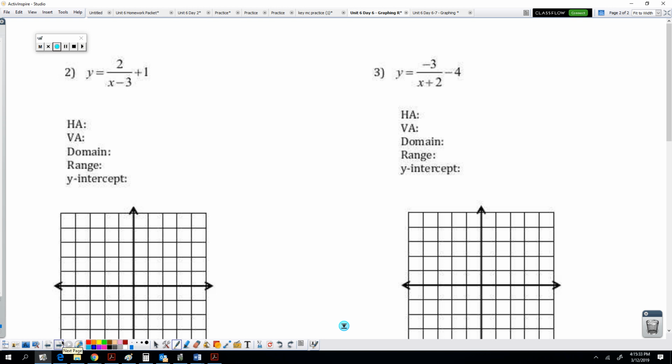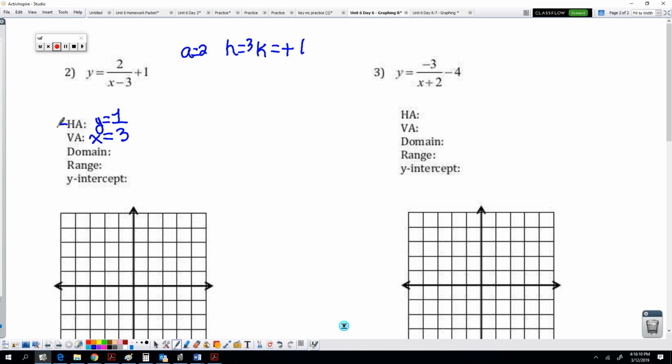Okay. Number 2. So we're going to do the same thing. We're going to figure out what my A is, my H, and my K. My A is the number on top, so it's 2. My H is opposite, so it's going to be 3. And my K is the same, positive 1. So now we're going to do my HA and my VA. So it's going to be y equals 1 and x equals 3.